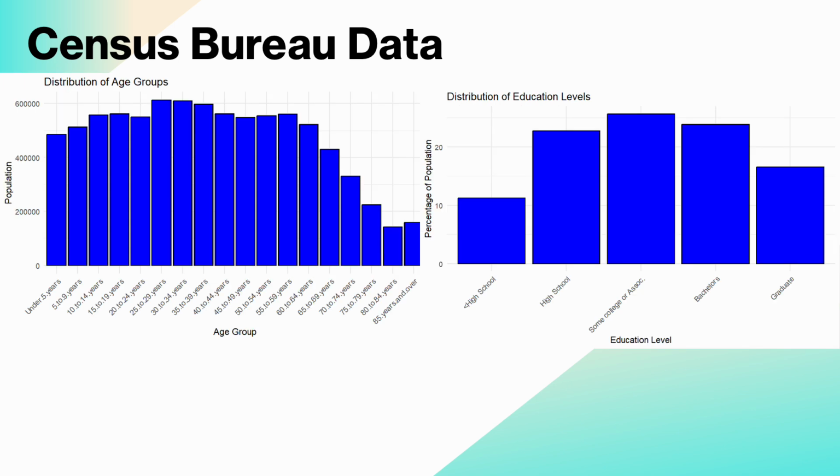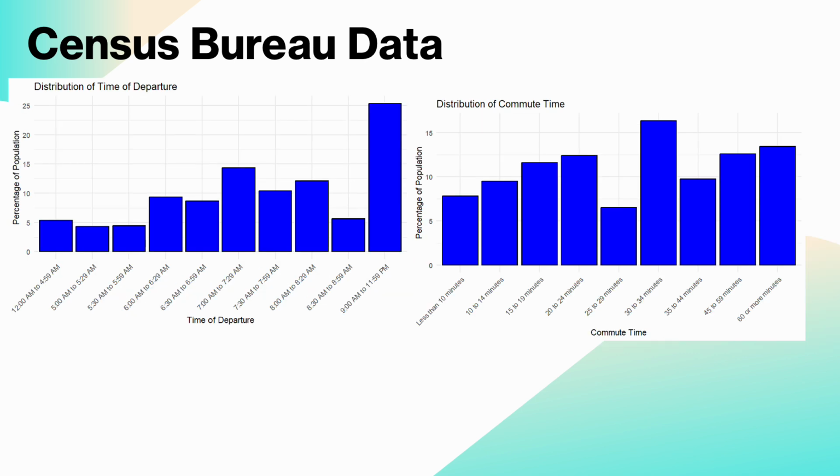Here we have the distribution of age groups. Again, pretty standard, drops off a bit as people get older, as you would expect. And then education is also pretty much normally distributed.